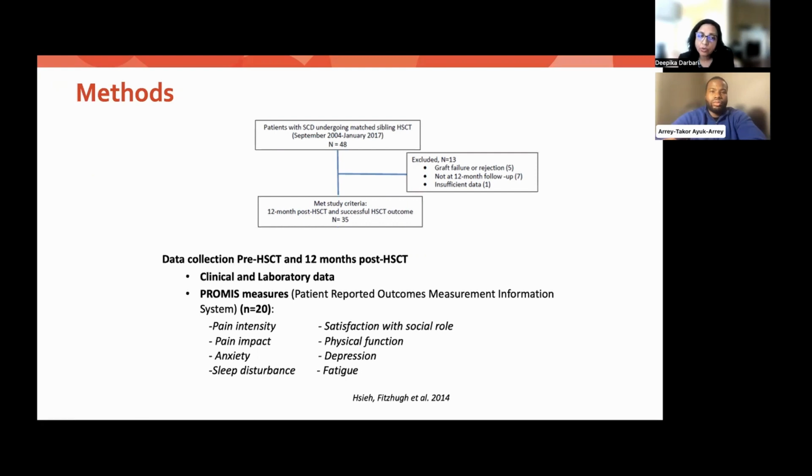These patients also reported what we call PROMIS measures. So PROMIS measures are patient-reported outcomes. They will tell us how their pain intensity is, what the impact of their pain is, what the anxiety level is, how their sleep is, and different things that you see on the slide. So these were reported by patients and they are called PROMIS measures because they are patient reported.